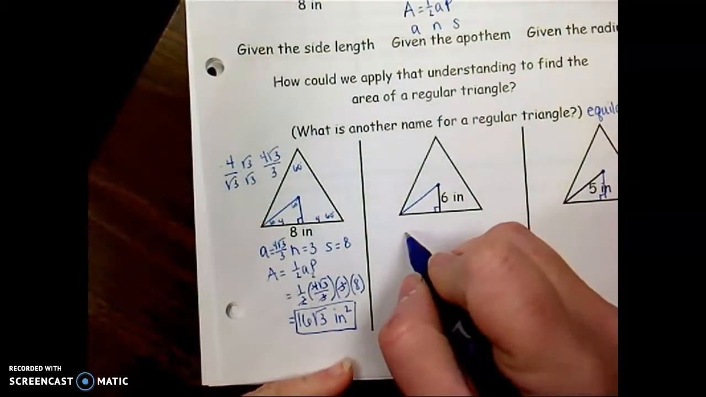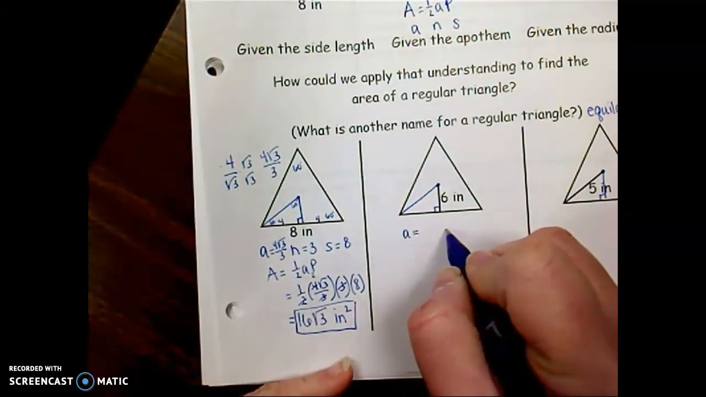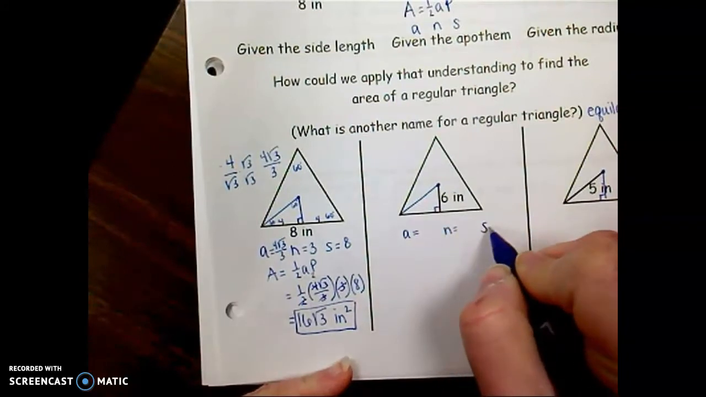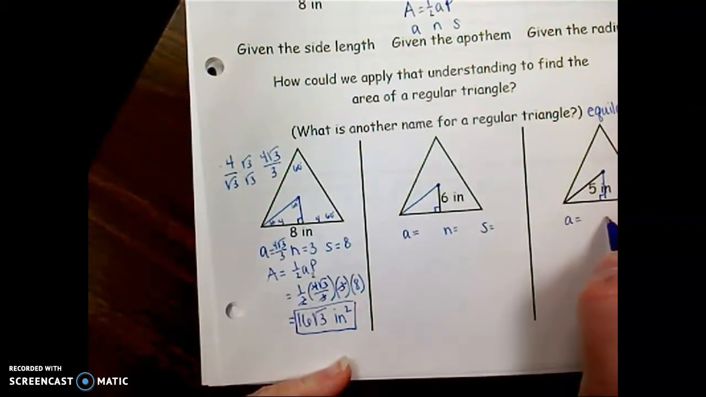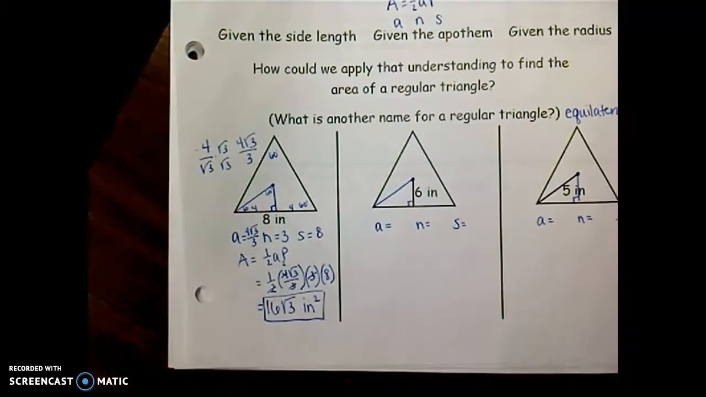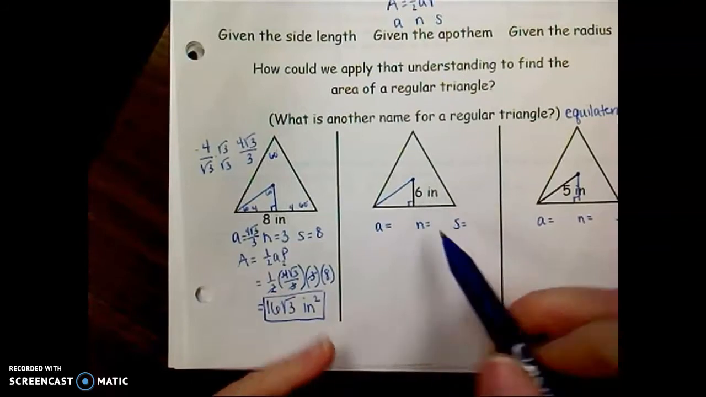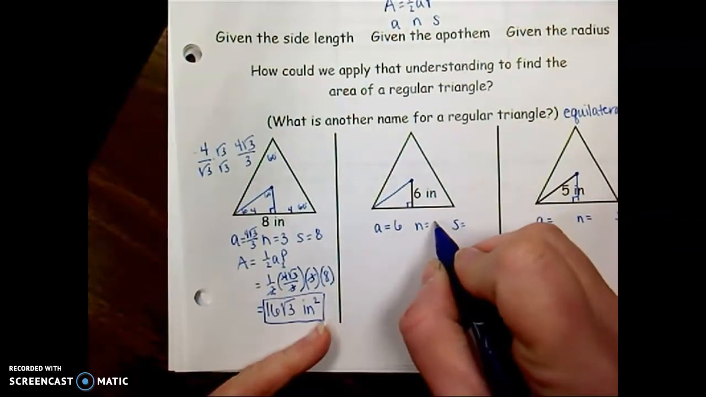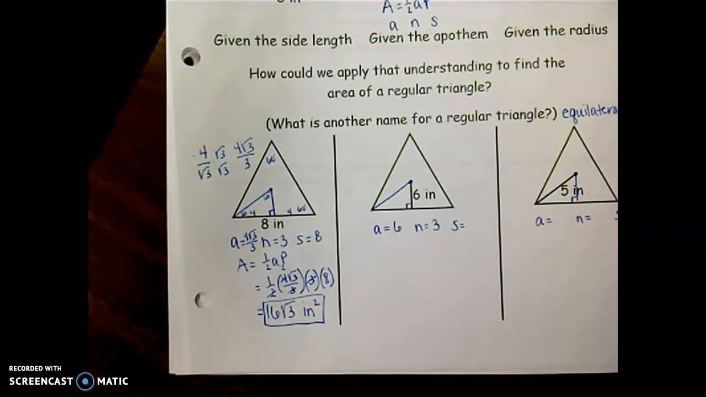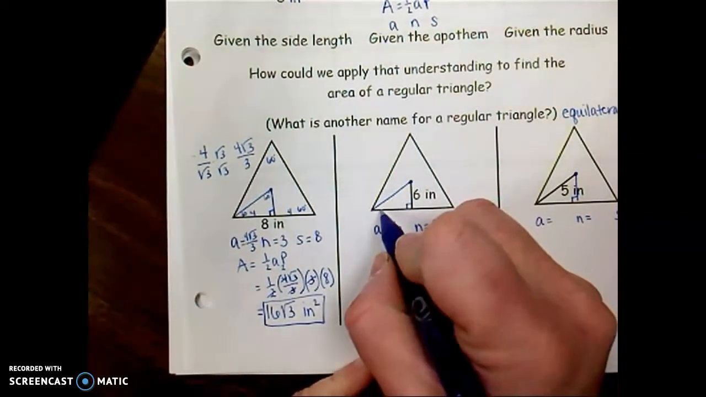So in all of these, remember, our goal is to know the apothem, the number of sides, and the side length. That is what we're going to do every single time with every regular polygon that we're finding the area of. So in this problem, we're given the apothem. And of course, we know the number of sides is 3. So our goal is to find the side length.